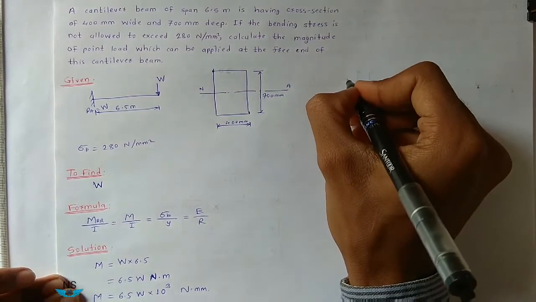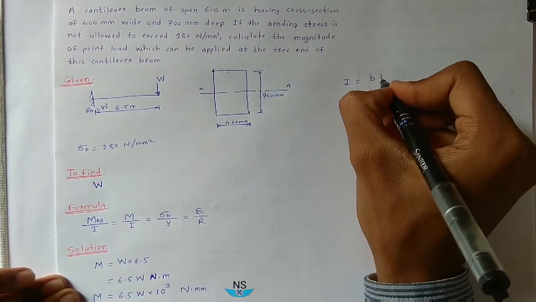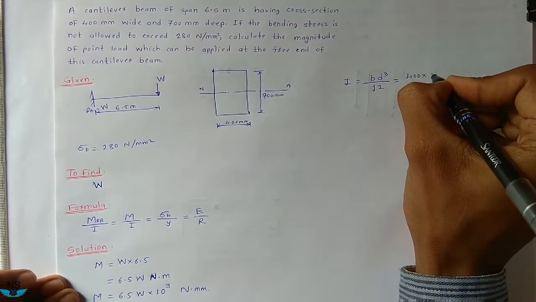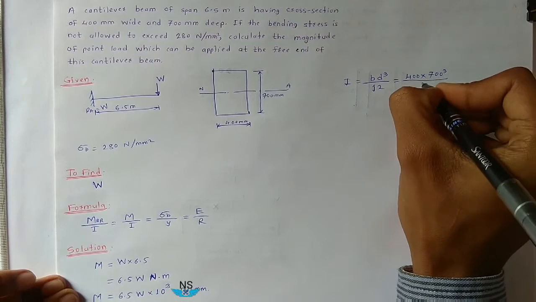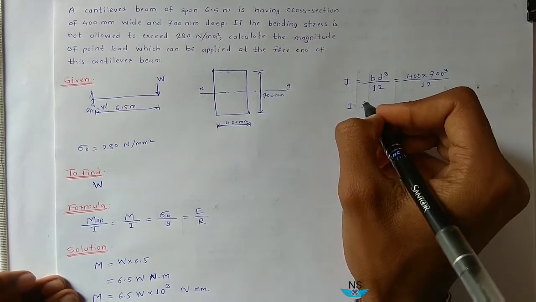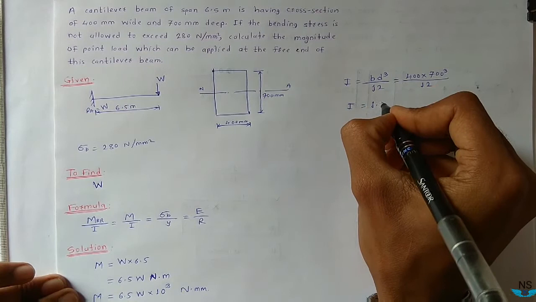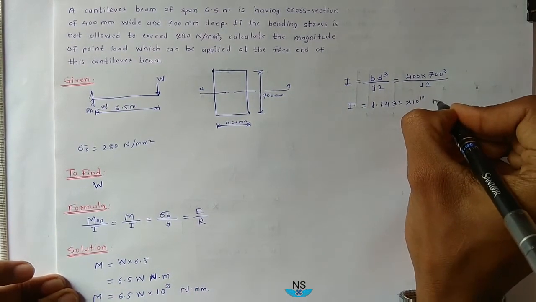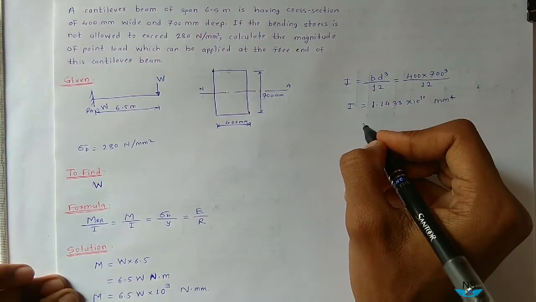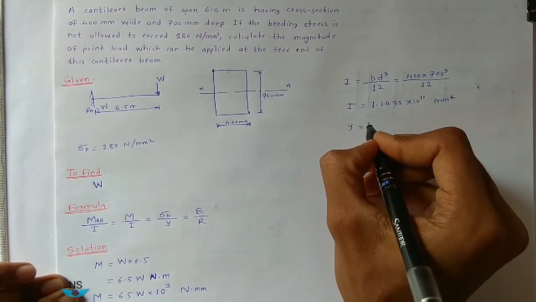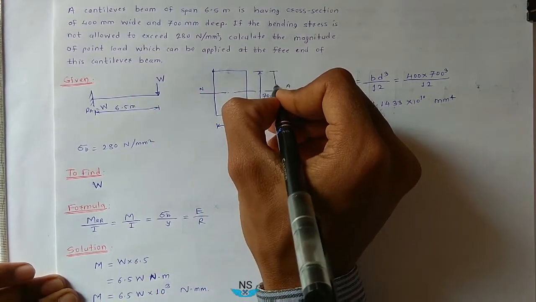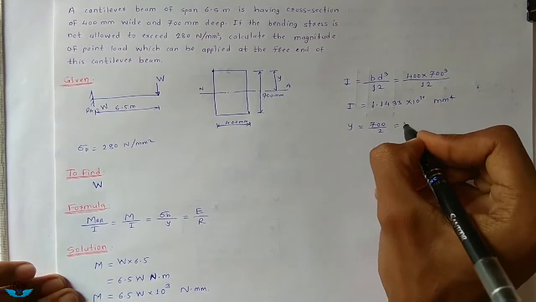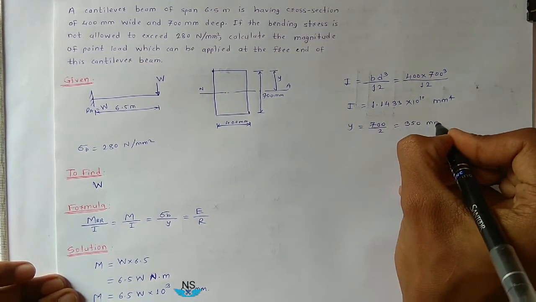Now find out I. I for rectangular section is B D cube divided by 12. So B is 400 into D 700 cube divided by 12. So I is equal to 1.1433 into 10 raised to 10 mm raised to 4. Now Y is this distance, so 700 divided by 2, that is equal to 350 mm.